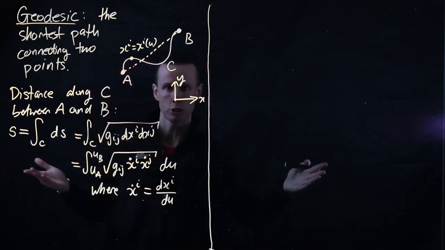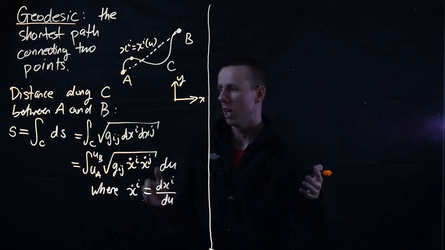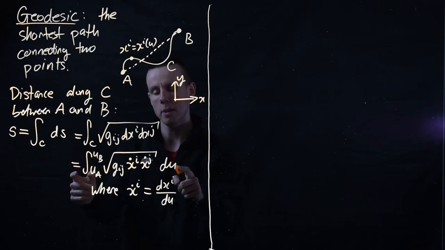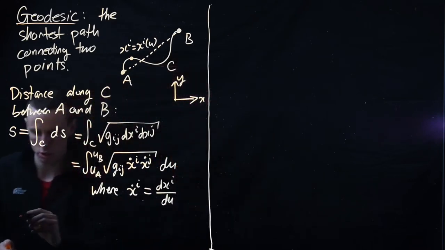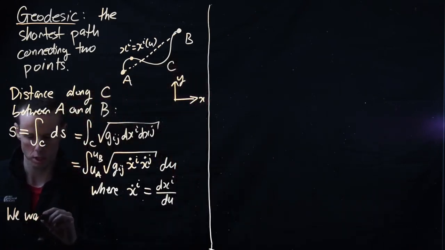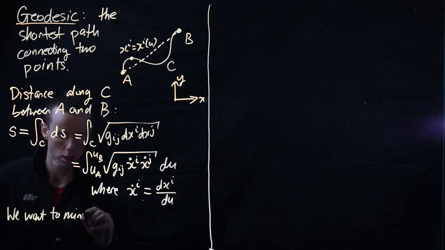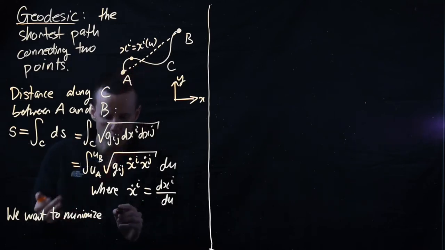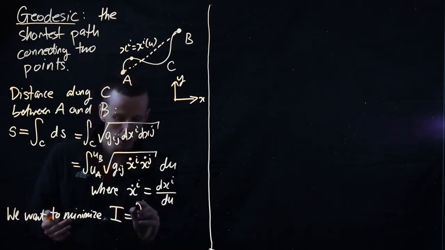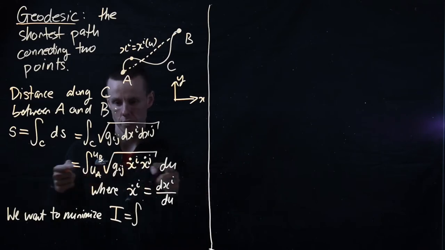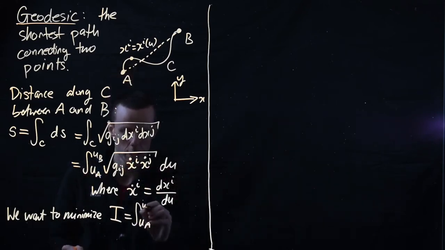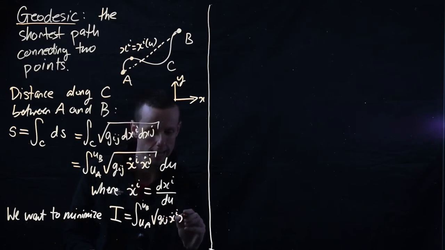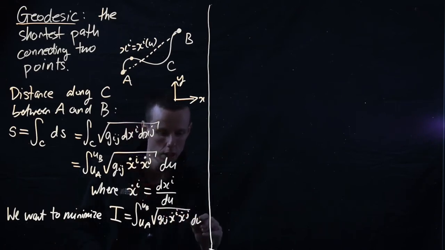Okay, so how do you find the shortest path? How do you find the geodesic? You want to take this integral, which gives you the length, and you want to minimize it. So we want to minimize the integral, and let me now just call it capital I for integral: I equals the integral from u_A to u_B of the square root of g_ij x-dot^i x-dot^j du.